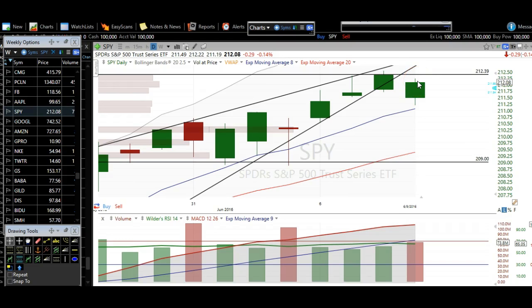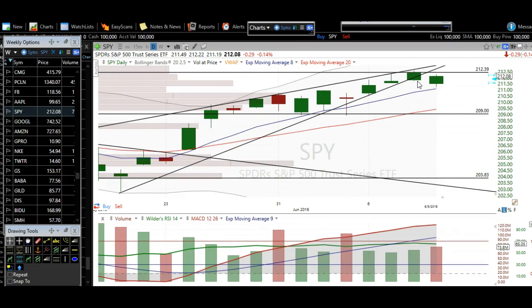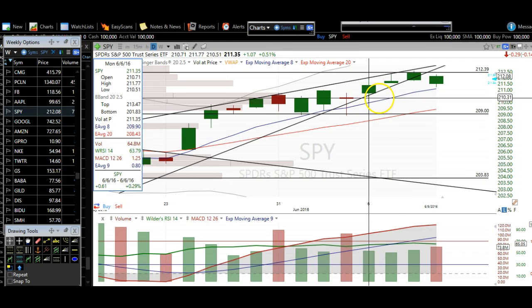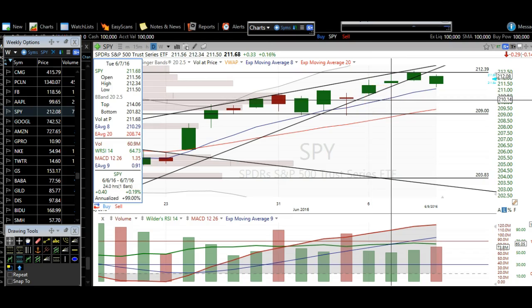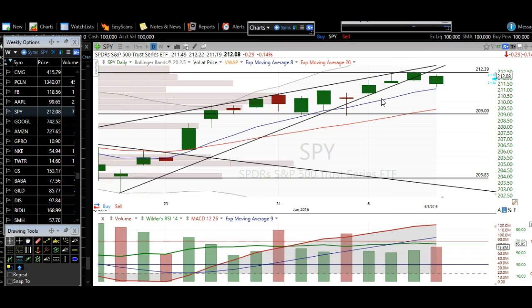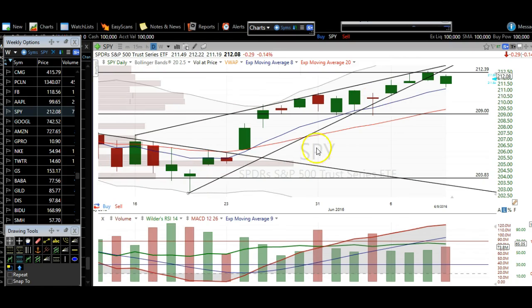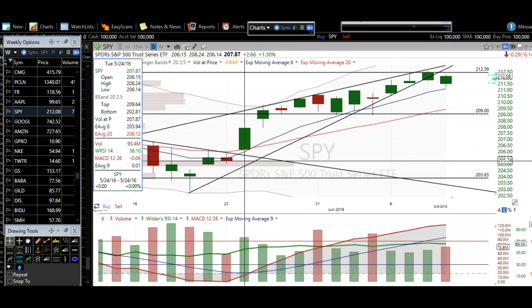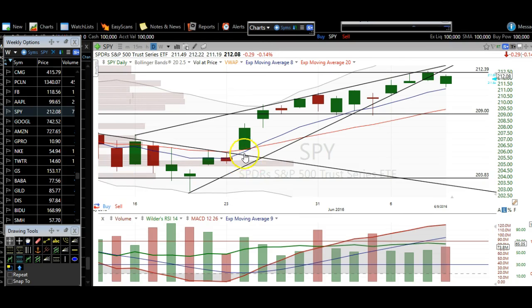So I'm expecting a little bit of consolidation on the S&P 500 to the downside. We've got a gap to fill right around 210. What is this? 210.30 or so. There's a gap right there. There's also a gap down here that may want to fill around 205.25. I don't want to get ahead of myself.